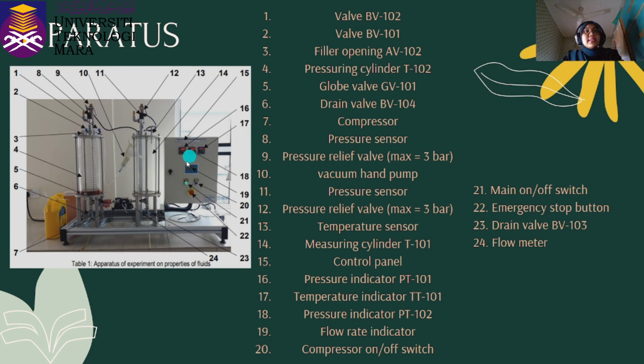The 18th part is the pressure indicator PT102. Number 19 is the flow rate indicator. Number 20 is the compressor on or off switch. Number 21 is the main on or off switch. Number 22 is the emergency stop button. Number 23 is the drain valve BV103. And the last one, which is number 24, is the flow meter.